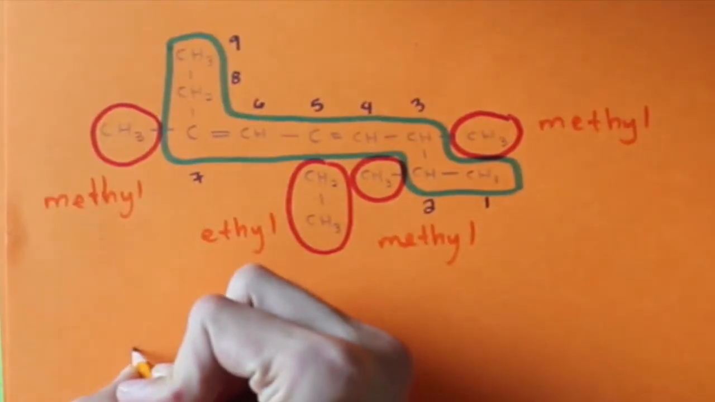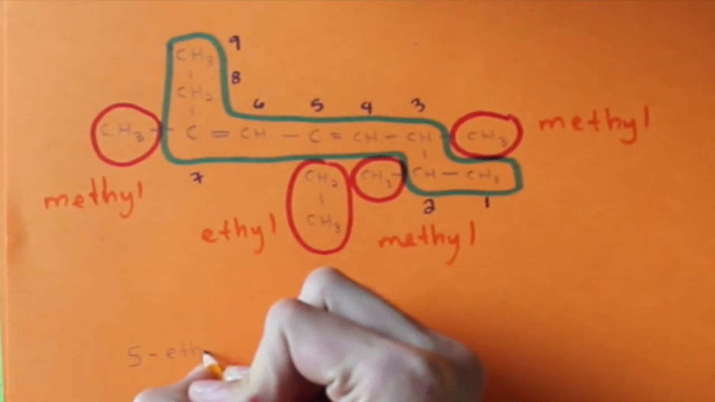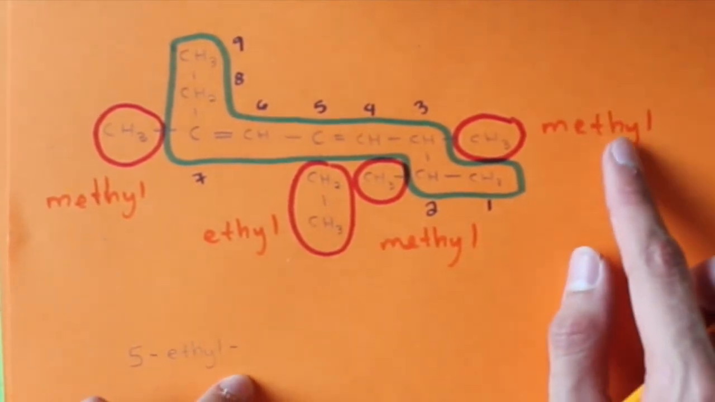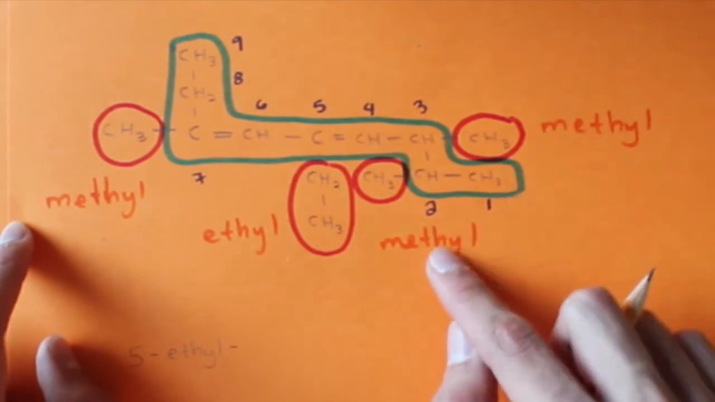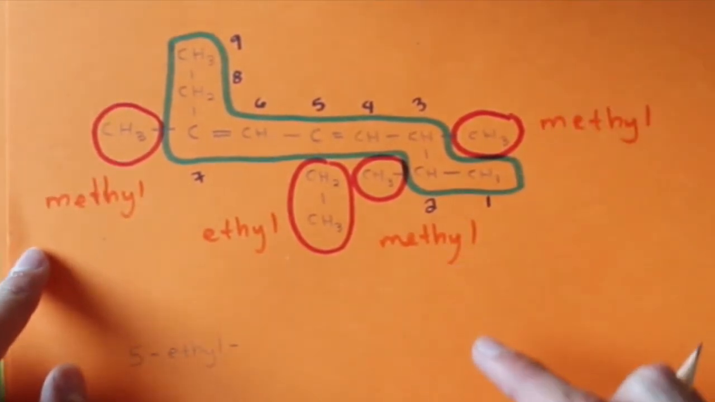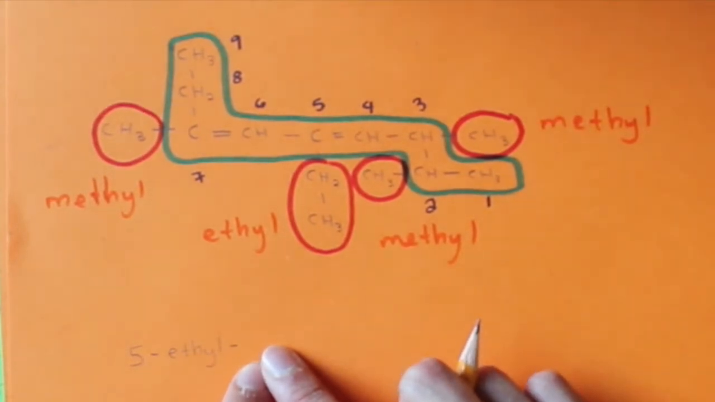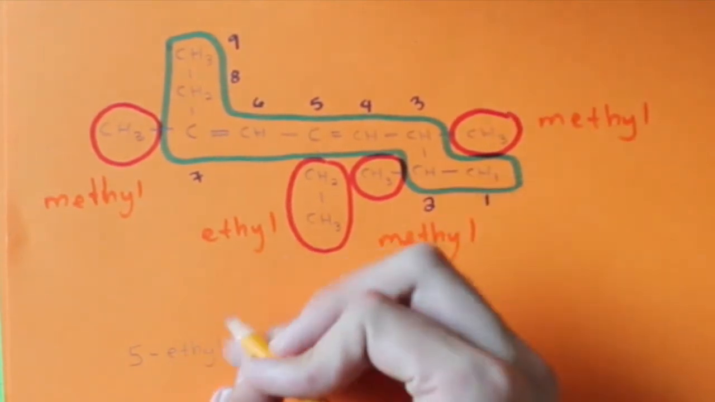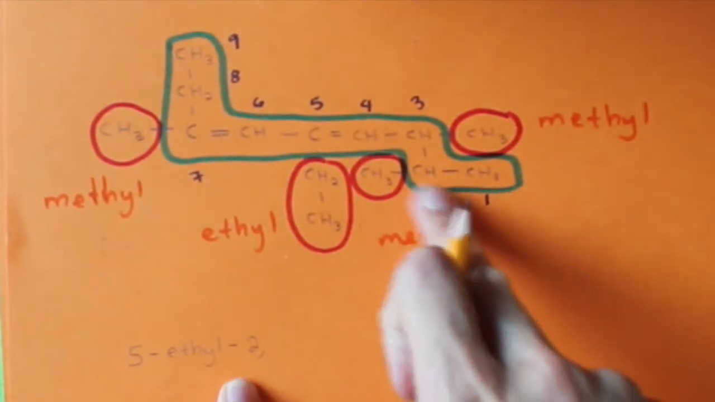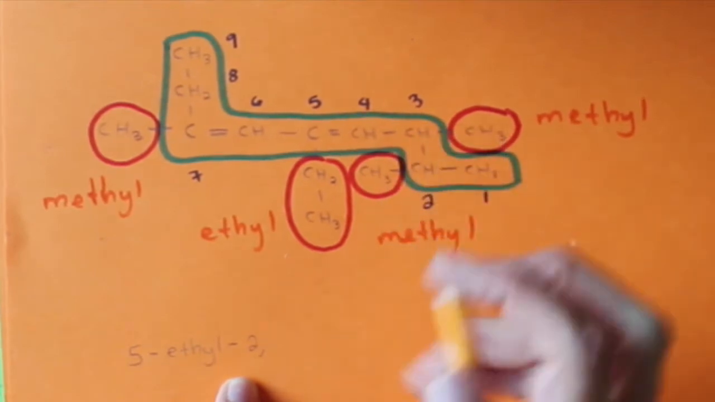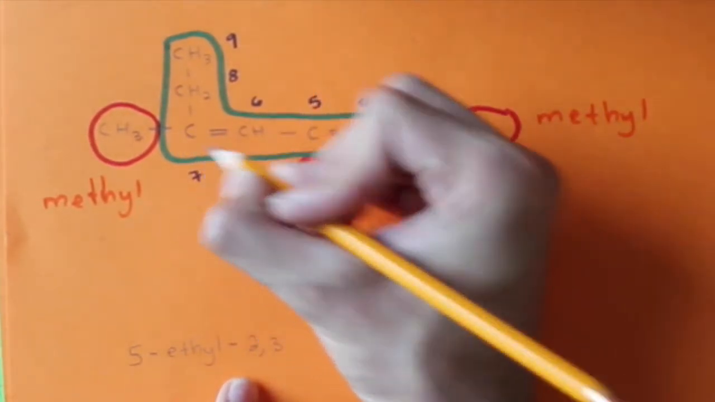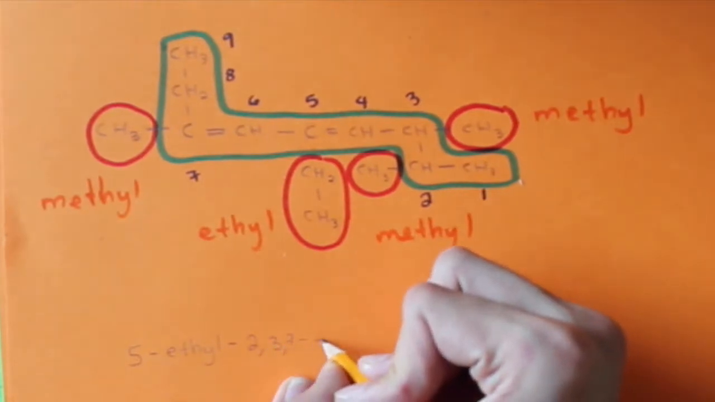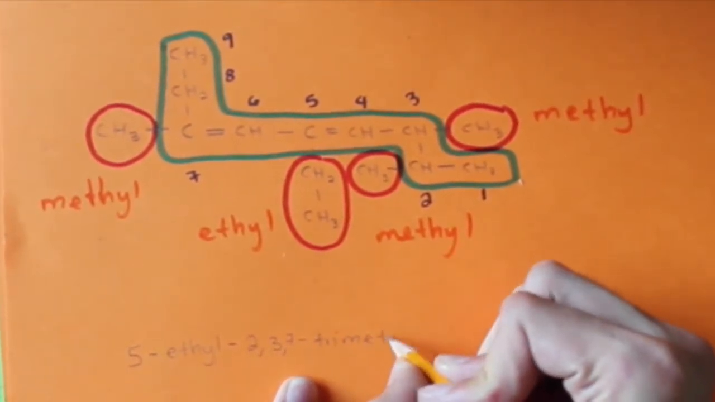So now we have to put our other branches, but remember that if we have 3 same branches, we just number the location just like this. 2, comma, because this one is in the 2nd carbon, then 3rd, and in the 7th. And now we have to specify that they are 3 branches, so we put the prefix tri and the name methyl.